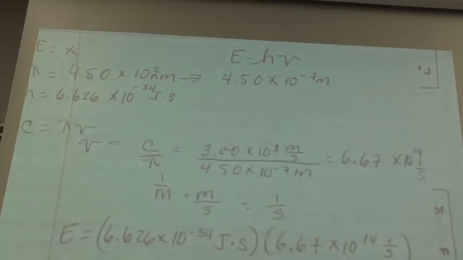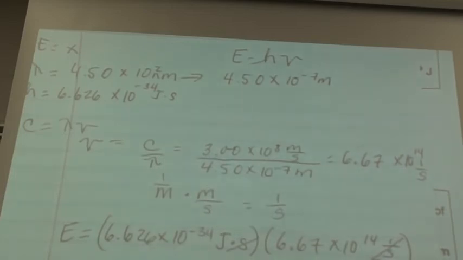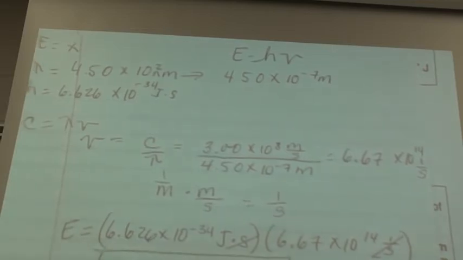Okay, and the answer is 4.41 times 10 to the negative 18th joules. Do you see why it's just joules? These cancel. It's negative 19. Negative 19? Oh, yeah, it is. Okay. Can you do those on your own? Sure.